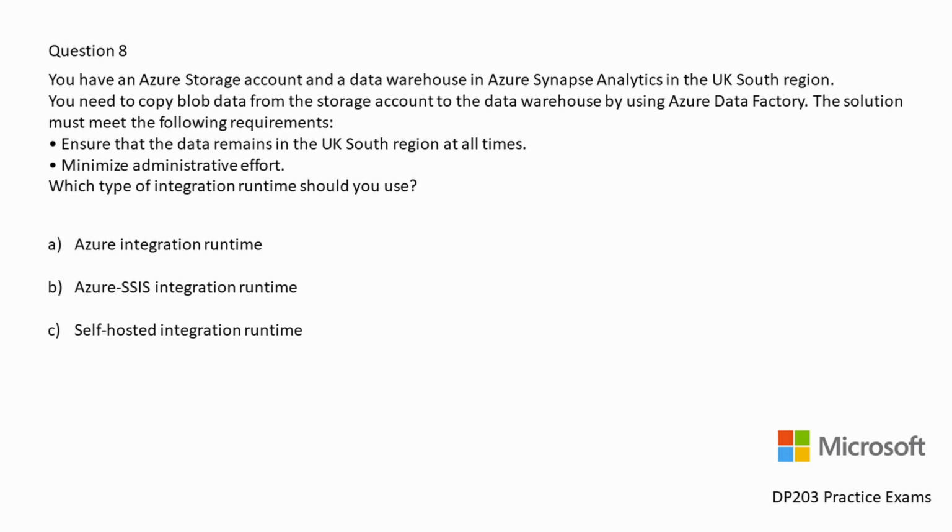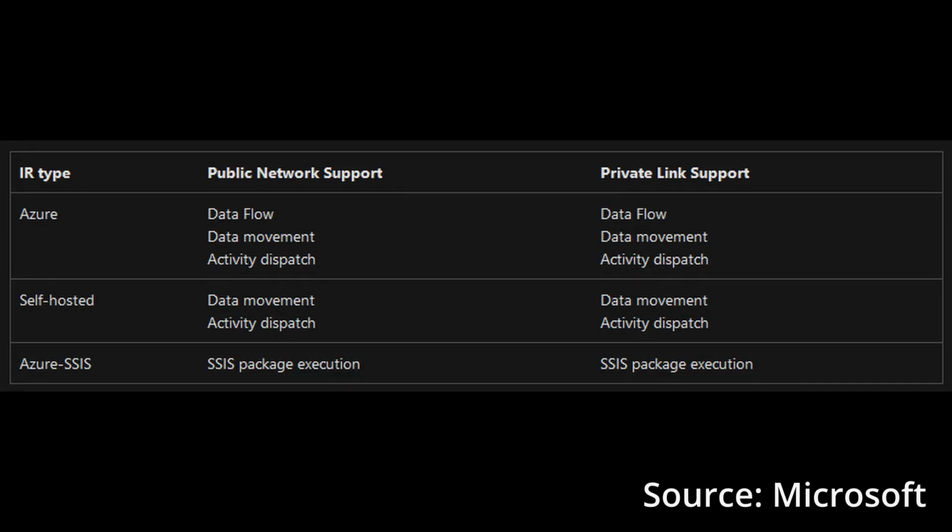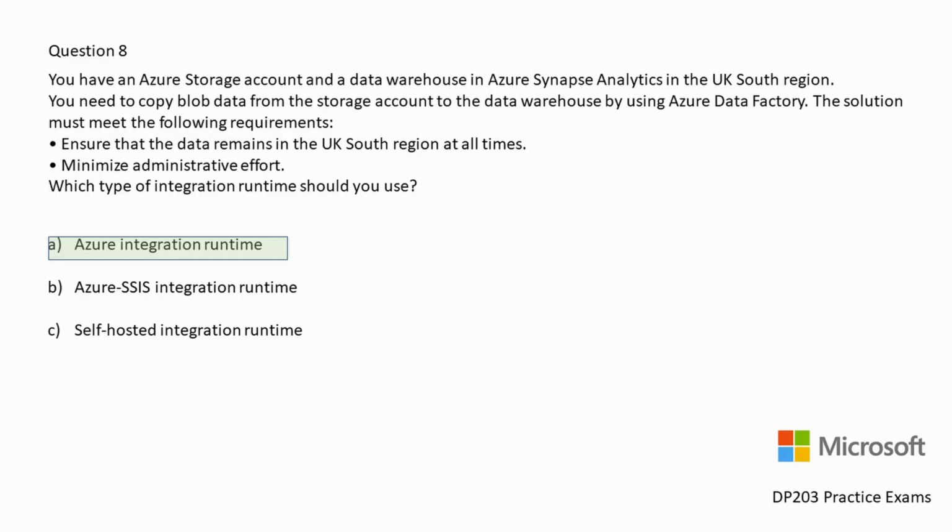A. Azure Integration Runtime. B. Azure SSIS Integration Runtime. C. Self-hosted Integration Runtime. On the screen, you can see the public network support and private link support for each integration runtime type. The self-hosted integration runtime is used on premises, so it's not the correct answer here. The Azure SSIS integration runtime is for executing SSIS packages, so it's not applicable in this situation either. The correct answer here is A, Azure Integration Runtime.